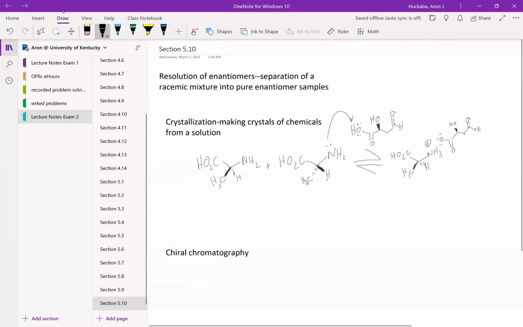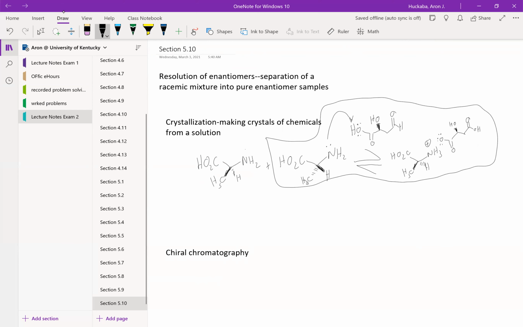And remember, this went just with itself. We didn't draw diastereomer formation for the other enantiomer.